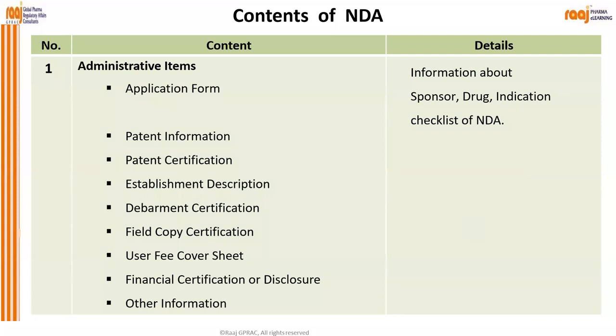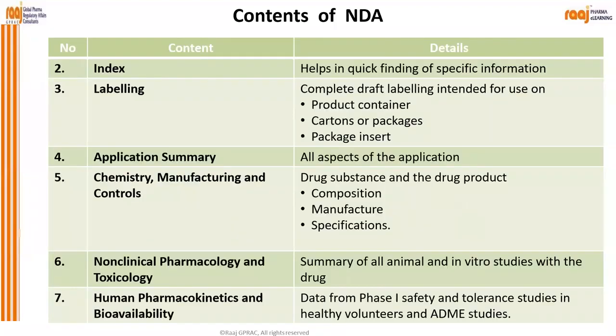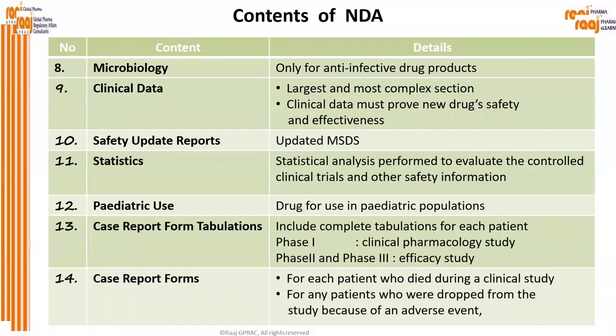These are all the administrative part which you have to give under module 1. Then the labeling, application summary, CMC, non-clinical, clinical. So if you gather all these contents in the CTD and eCTD format, your job becomes very, very easy. So here we have captured, just for your information, what all data goes under modules 1, 2, 3, 4, 5.